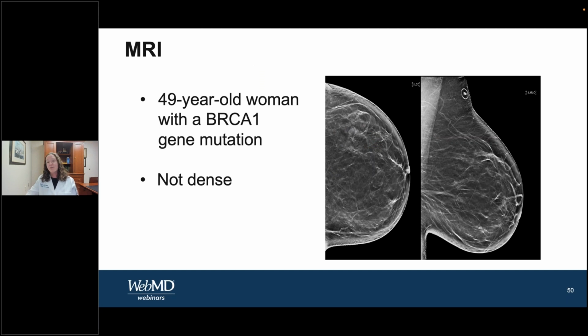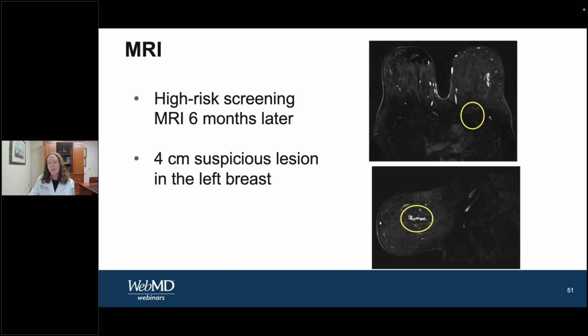So here's another case. This was a 49-year-old woman who had a known BRCA1 gene mutation. And what you might notice looking at these mammogram images is that this patient does not have dense breast tissue. So most of the mammogram is that darker fatty tissue. But she underwent supplemental screening with MRI because she had that known genetic mutation. So she underwent high-risk screening 6 months after her mammogram to do an interval screening every 6 months.